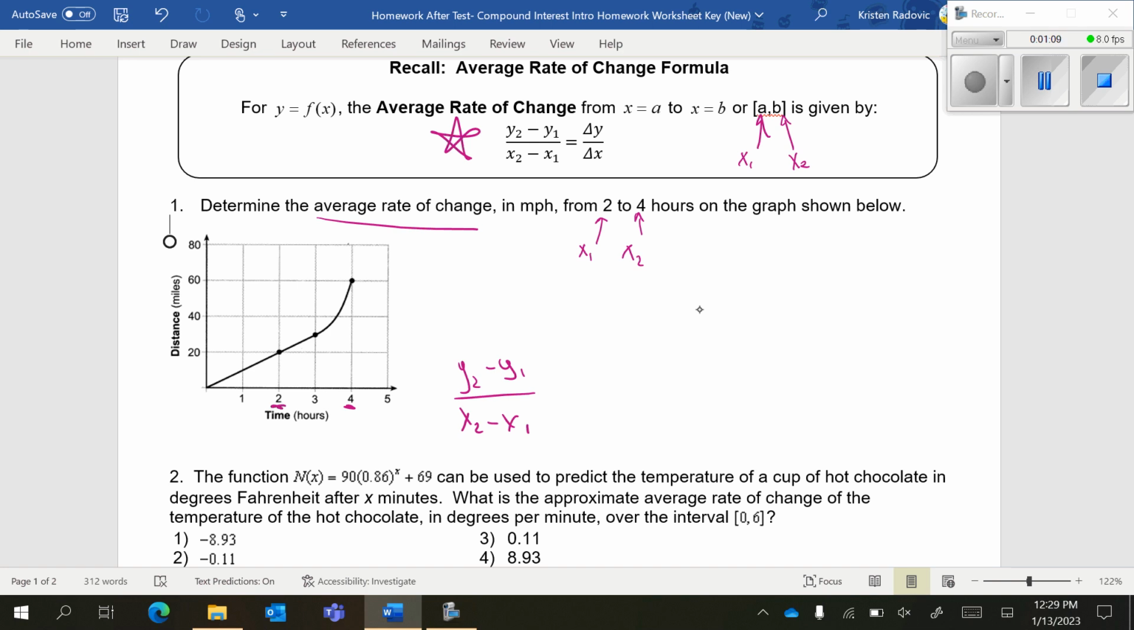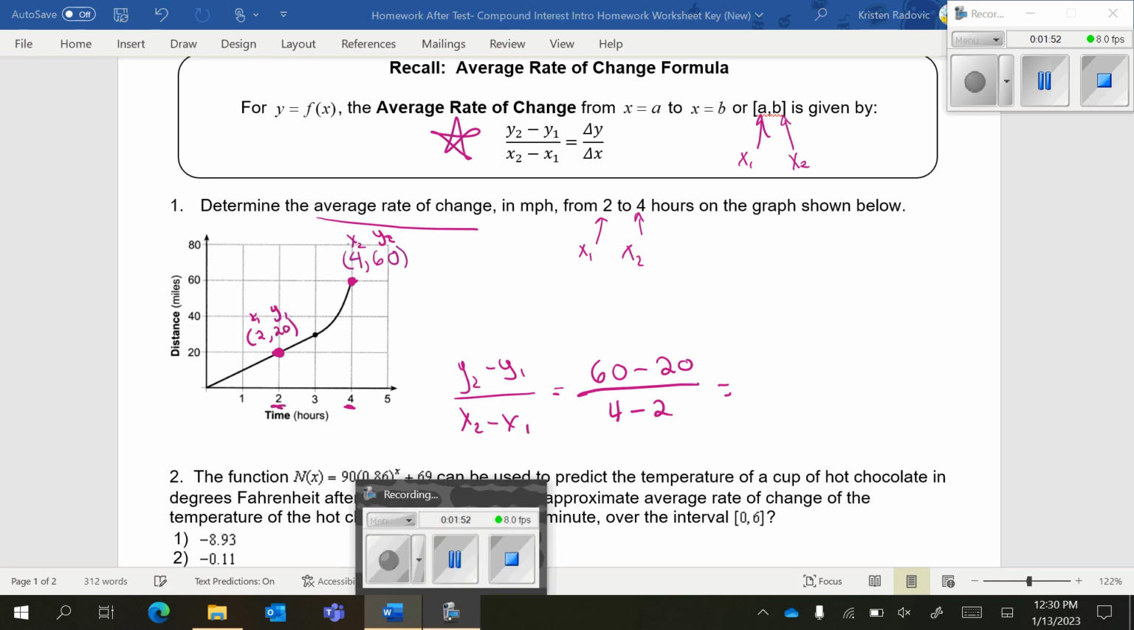So can't really get values from this just by looking at it. You have to actually read the graph, and you have to go to the 2 coordinates. Your first coordinate is (2, 20), and your second coordinate is (4, 60). Now you have your 2 x values, but now you have your 2 y values as well. So my y2 was 60, my y1 was 20, x2 is 4, x1 is 2.